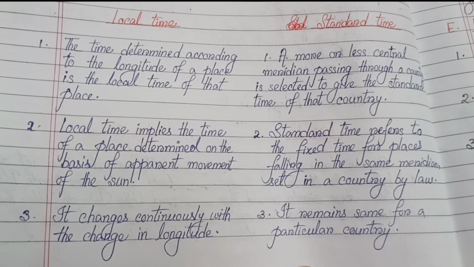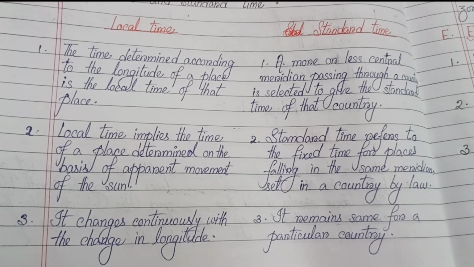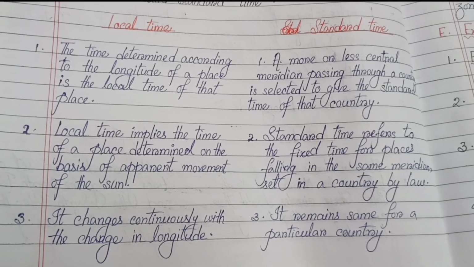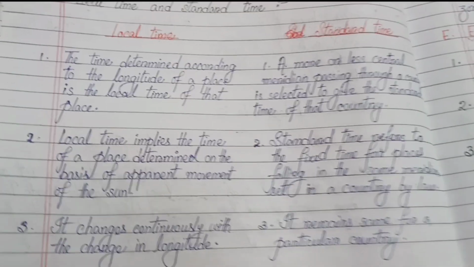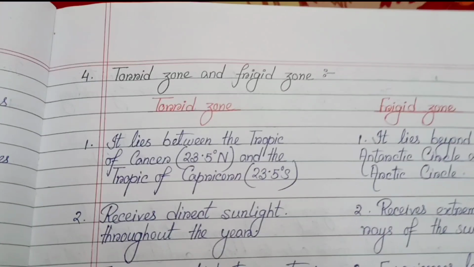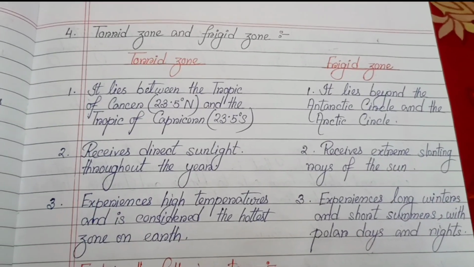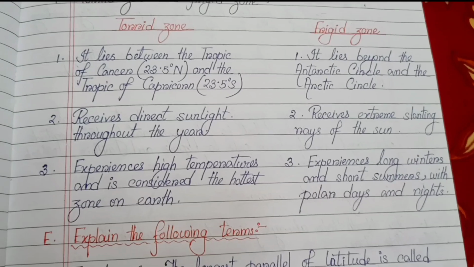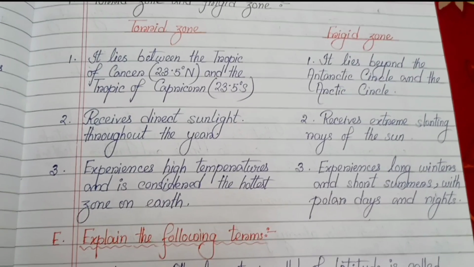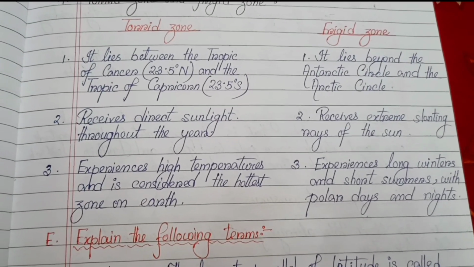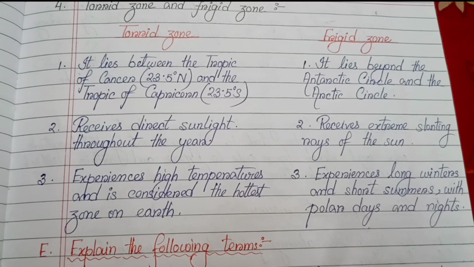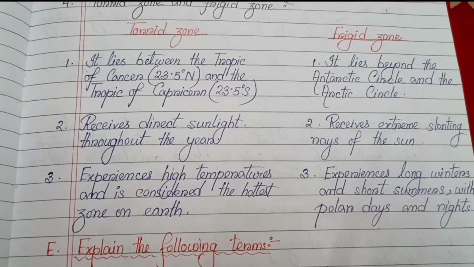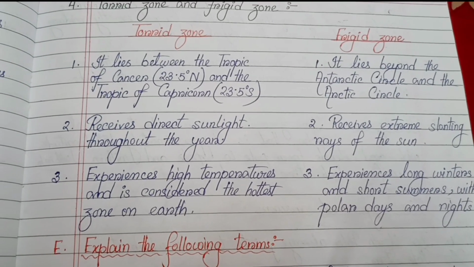Number 3, it changes continuously with a change in longitude. Number 3, it remains same for a particular country. Number 4, differences between torrid zone and frigid zone. Number 1, it lies between the Tropic of Cancer 23.5 degree north and the Tropic of Capricorn 23.5 degree south. Number 1, frigid zone. It lies beyond the Antarctic Circle and the Arctic Circle.